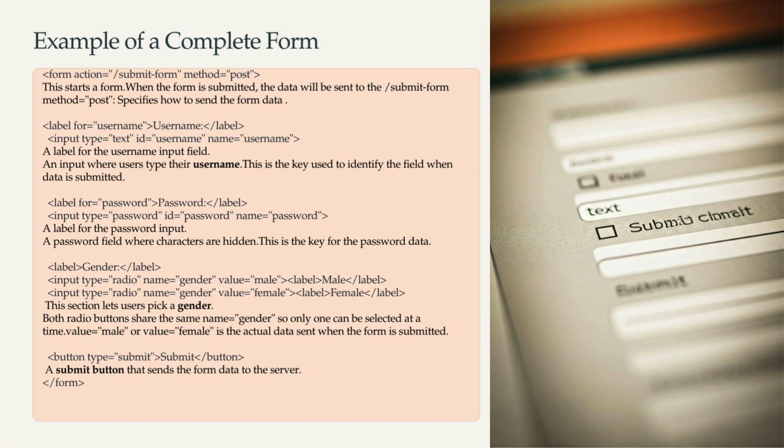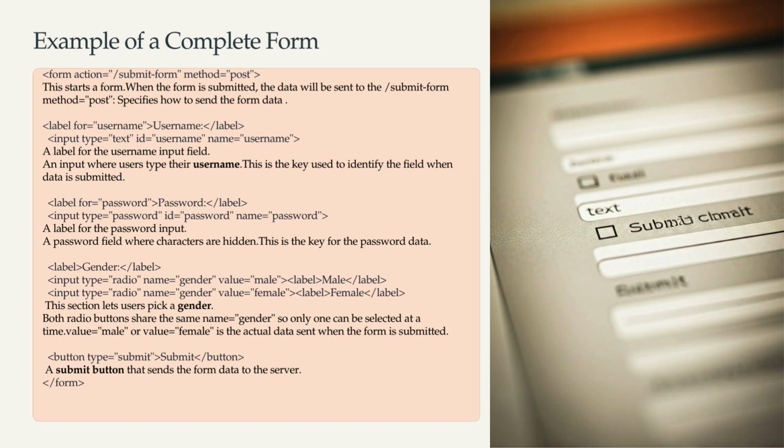Gender label, input type radio, name equals gender, value equals male. Label, input type equals radio, name equals gender, value equals female. This section lets users pick a gender. Both radio buttons share the same name equals gender, so only one can be selected at a time. Value equals male or value equals female is the actual data sent when the form is submitted.